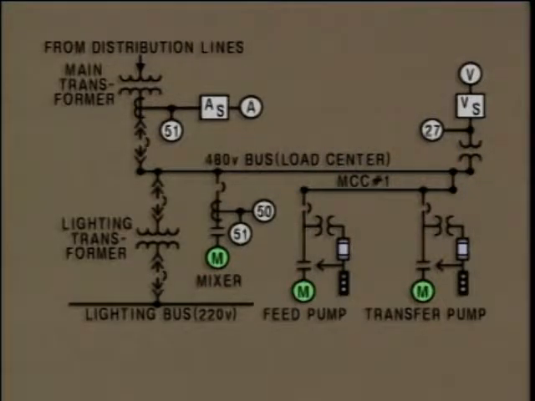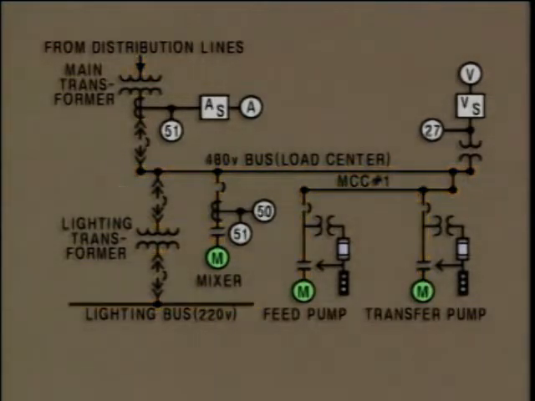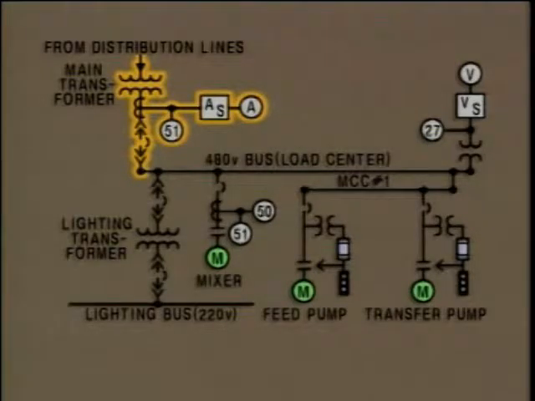This is an example of a one-line diagram for a simple electrical system. One-line diagrams are frequently used to represent electrical systems or individual sections of systems. They use a single line to represent the transmission path for power through the system. We'll look at the components in the main transformer section of this electrical system.